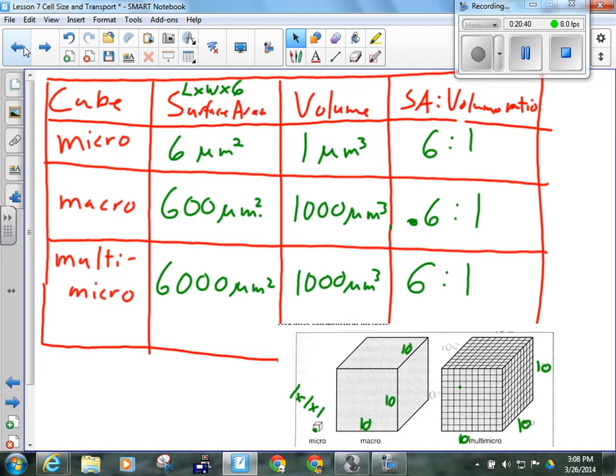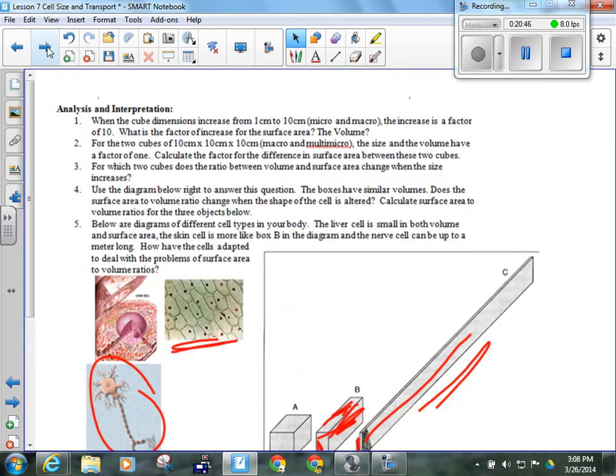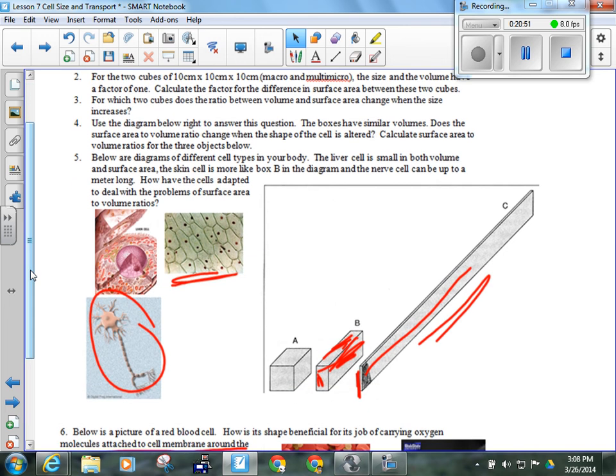More micros. Does its surface area to volume ratio stay the same? That's what that question's asking. All right. And then number 4 is asking about these boxes here. Now, you're going to have to measure these on your sheet. You're going to need a ruler for this, and you're going to have to measure the sides of these shapes.